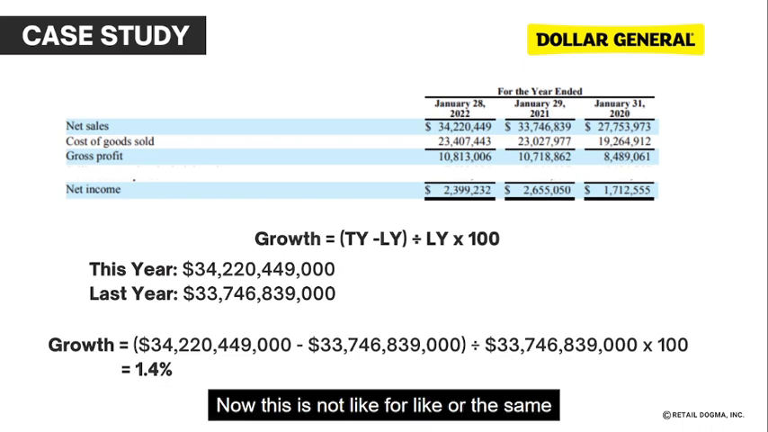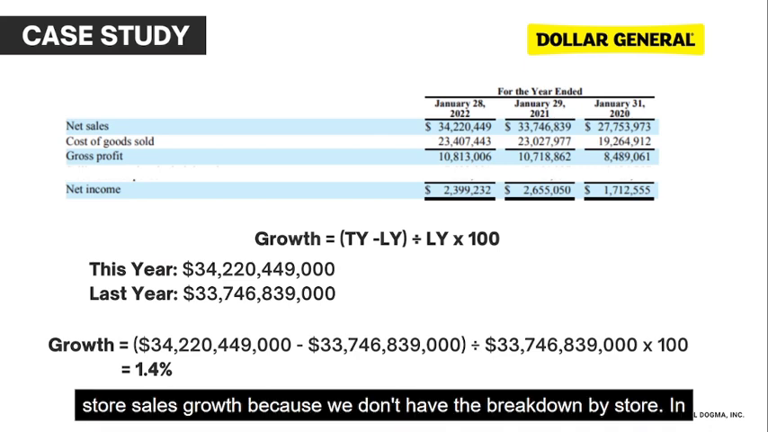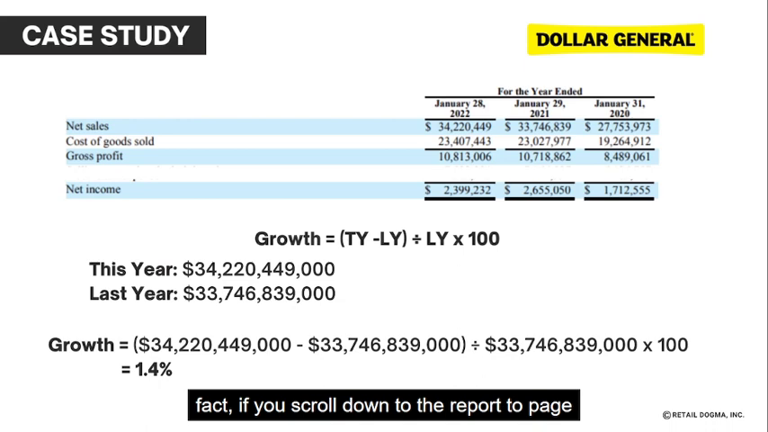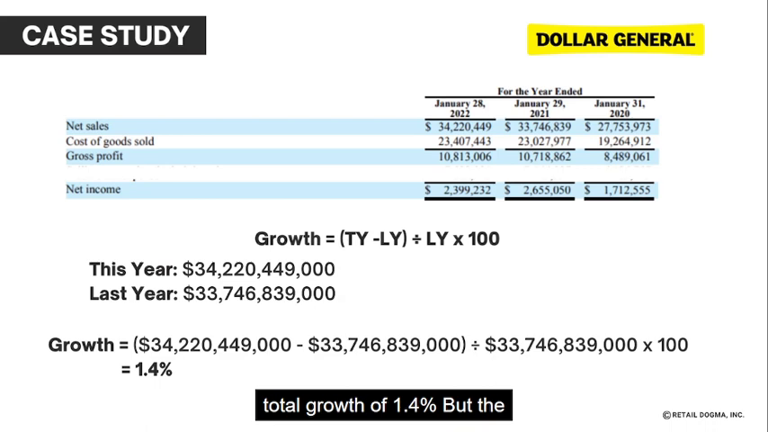Now this is not like for like or same store sales growth because we don't have the breakdown by store. In fact, if you scroll down the report to page 29, you will find that the company reported a total growth of 1.4%, but a same store sales degrowth of 2.8%.